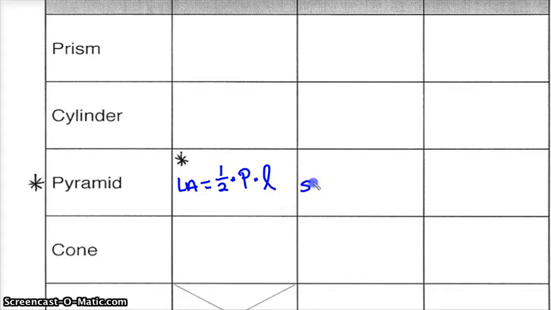The surface area is the lateral area plus the area of the base. The volume is 1/3 the area of the base times the height.